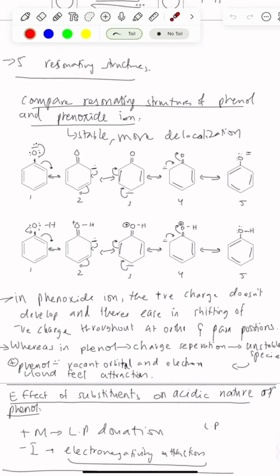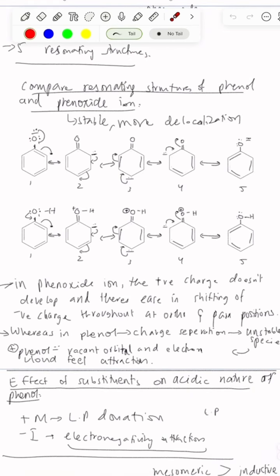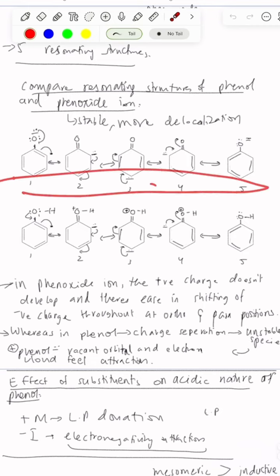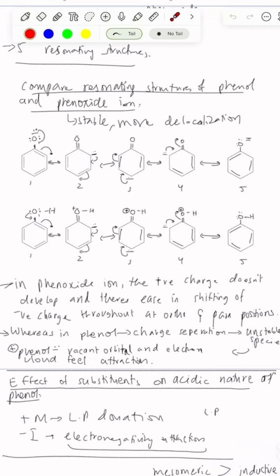Now if we compare the resonating structures of phenol and phenoxide ion, we see that the phenoxide ion is more stable and provides more delocalization. Why is that? Because this is the phenoxide ion and it has a lone pair over here, this is going to shift over here, this lone pair is going to shift over here, and then all these 5 resonating structures will be obtained. But as for the phenol, the hydrogen is going to stay attached.